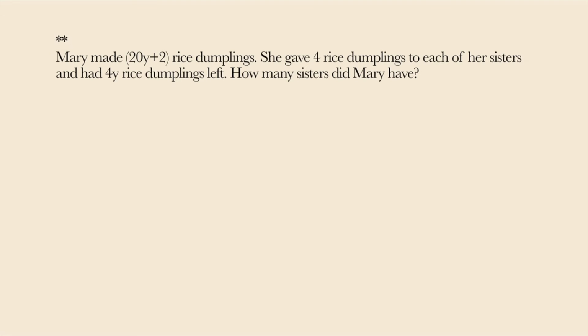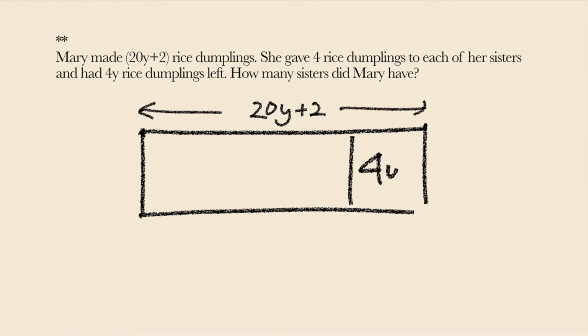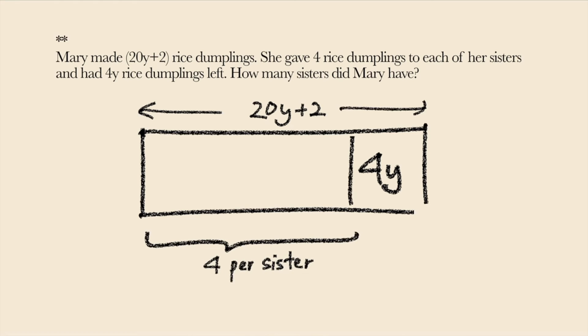Mary made this number of rice dumplings. She gave, so that's a subtraction, 4 to each of her sisters and had 4Y left. Well, mentally, let's keep track of what's happening here. So she had 4Y left after giving 4 per sister. The problem here is we don't know how many sisters she had, which is the question actually.